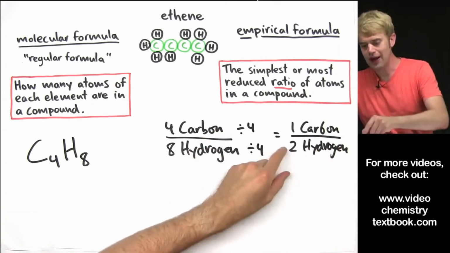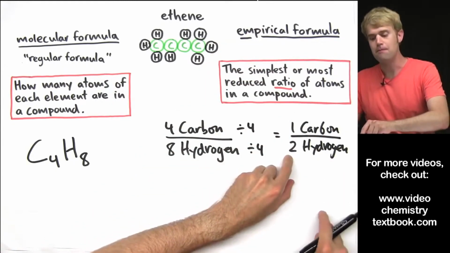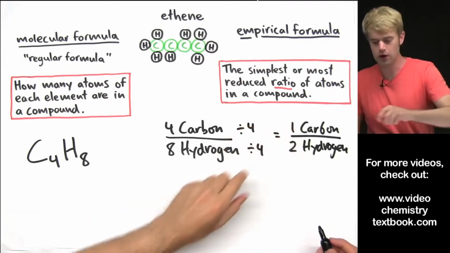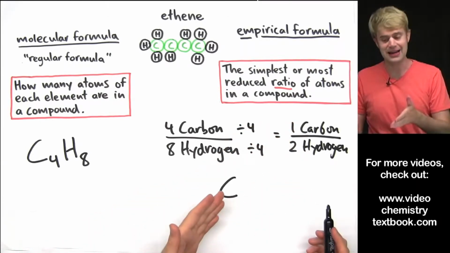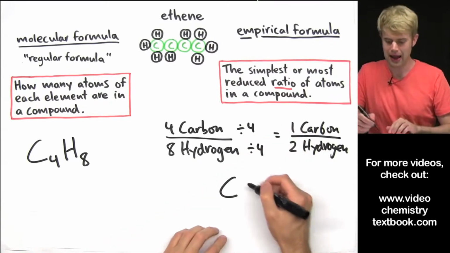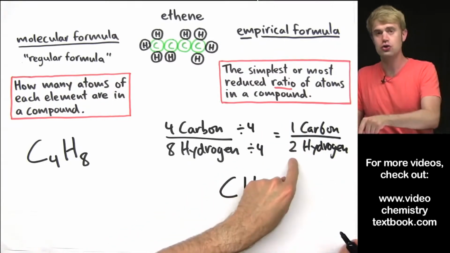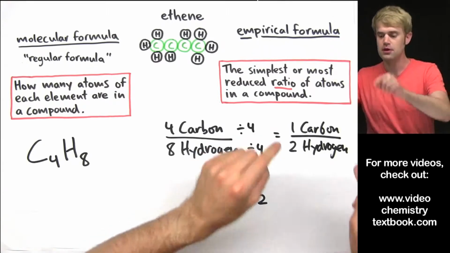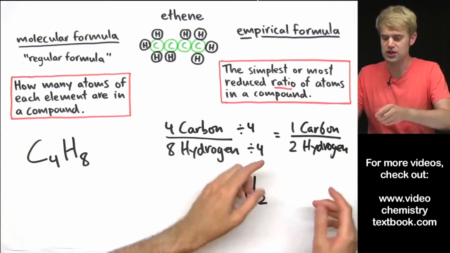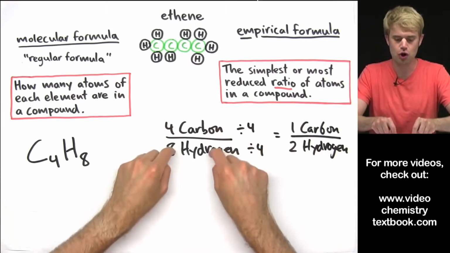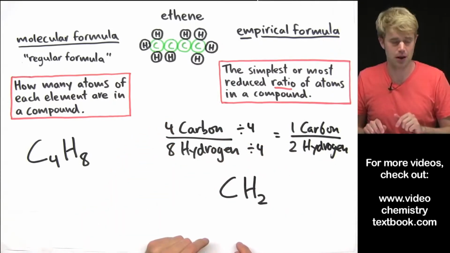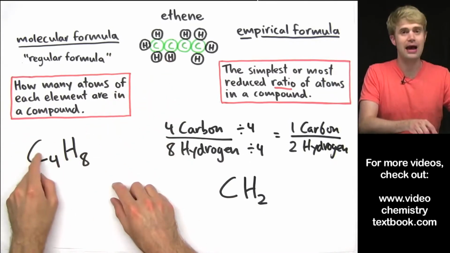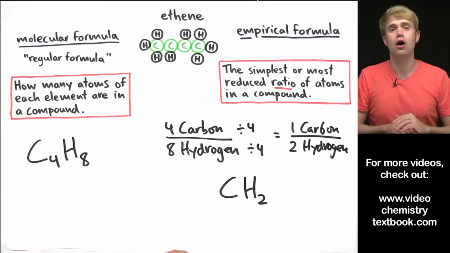Now, we write the empirical formula based on this simplified ratio. Okay, so it's going to have 1 carbon, C, we don't write anything after it because it's just 1, and then H, 2 hydrogens, H2. So CH2 is the empirical formula that represents the simplest or most reduced ratio of the atoms in the compound, whereas a molecular formula tells us how many atoms of each element are in the compound.